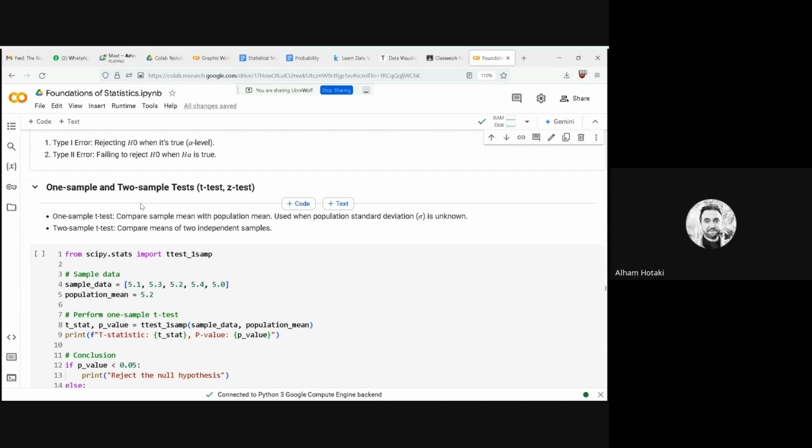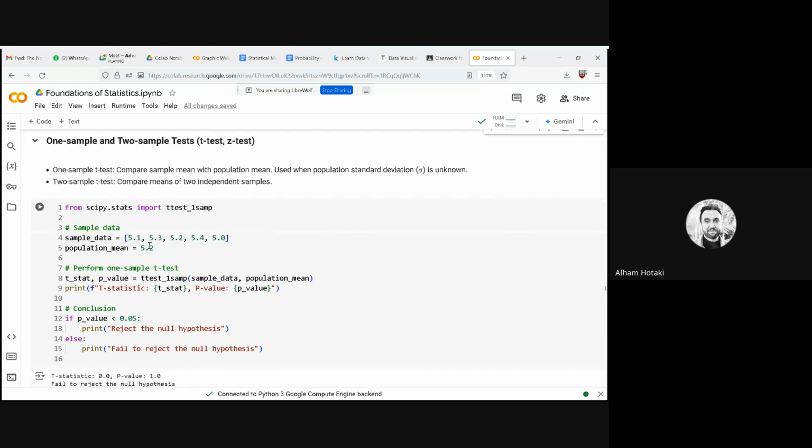Now let's talk about one sample and two sample tests, for example, t-test and z-tests. For example, one sample t-test means compare sample mean with population mean, used when population standard deviation is unknown. If we don't know the standard deviation of the population, we are just comparing the mean of this sample with the population mean. That's called one sample t-test because we don't know the standard deviation of the population. And two sample t-test means compare means of two independent samples. We are getting two independent samples from that population, and then we are comparing two means.